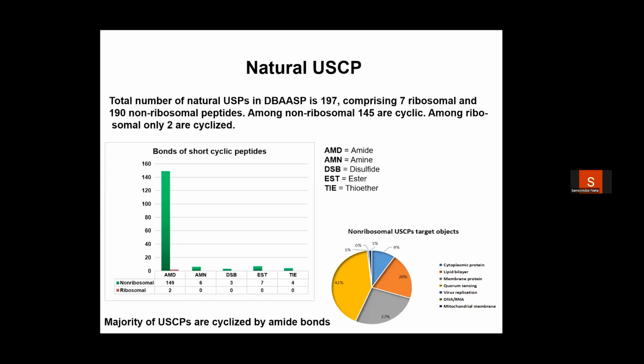Here are presented bonds which appear in ultra short cyclic peptides. As we see here, for non-ribosomal peptides, most cycles are created by amide bonds and ester bonds. And here in this pie chart, we see target objects of ultra short cyclic peptides. Most targetable objects are lipid bilayer, quorum sensing, and membrane proteins.